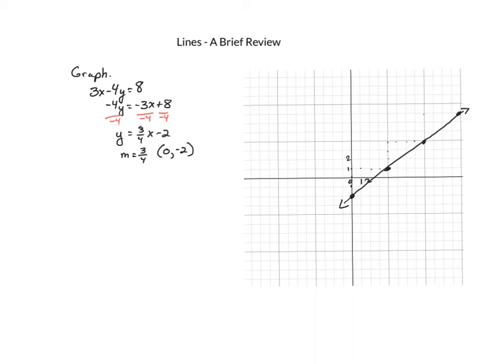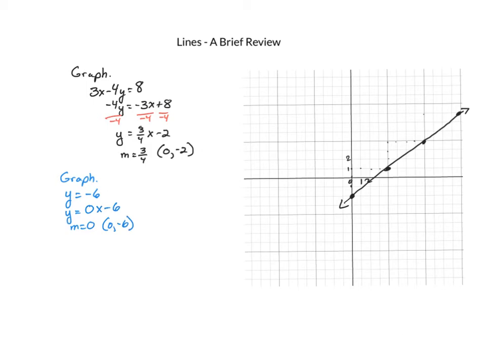How about an equation that looks like this? Let's graph this one. Y equals -6. Now this one is actually already in slope-intercept form. It's just that you don't see the x because its coefficient is 0. In fact, we could write it as y equals 0x minus 6. So my slope is 0 and my y-intercept is -6.